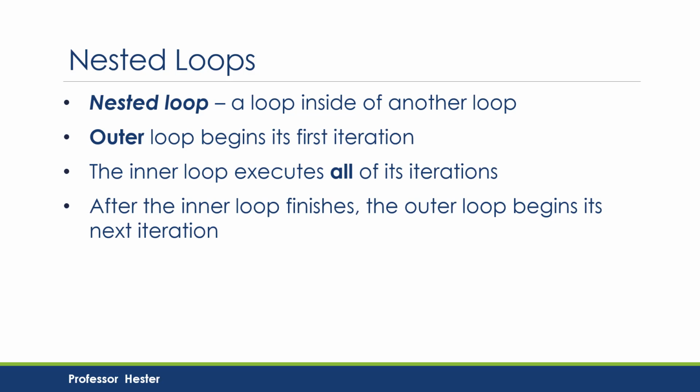When we have nested loops, the outer loop begins its first iteration, and then the inner loop performs all of its iterations. After the inner loop finishes, the outer loop begins its next iteration.